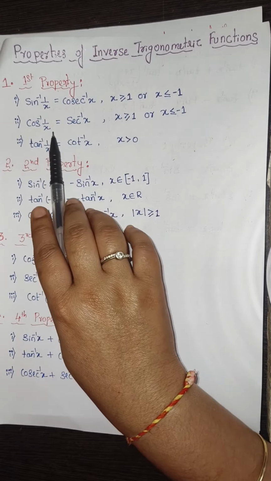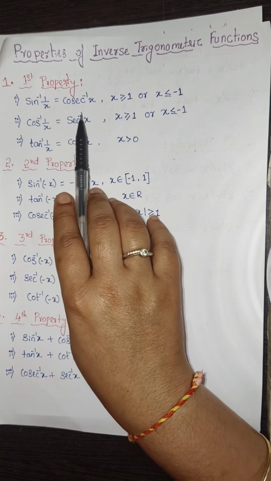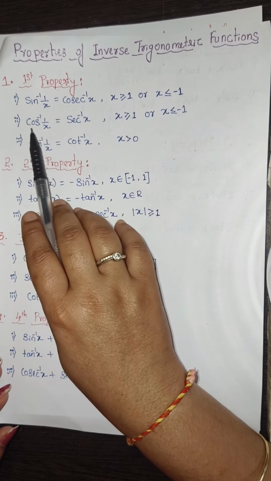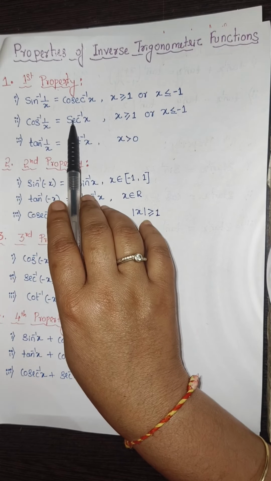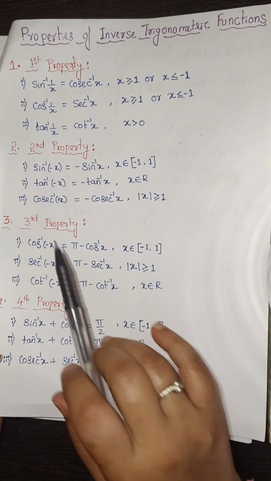Similarly you have to solve this one also. Cos inverse of 1 by x equals secant inverse of x. Secant inverse of x equals, you need to take as y. After that x equals secant y. Secant y reciprocal is cos y. Again you need to send cos inverse to the right side. Cos inverse of 1 by x equals y. Y equals secant inverse of x. Tan inverse also you need to do the same as it is. Simple.